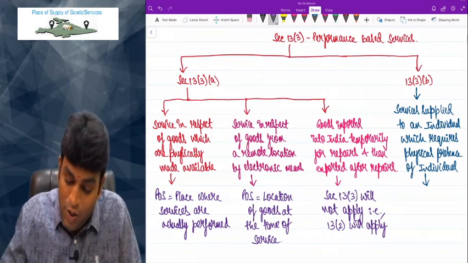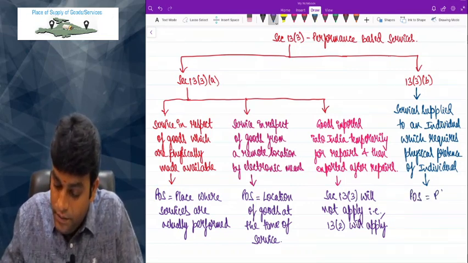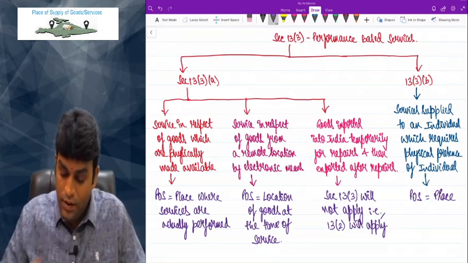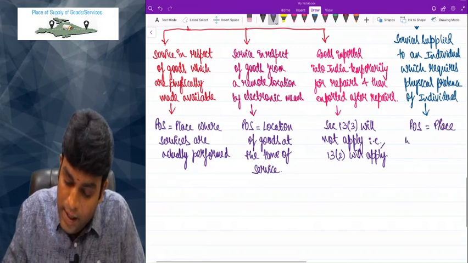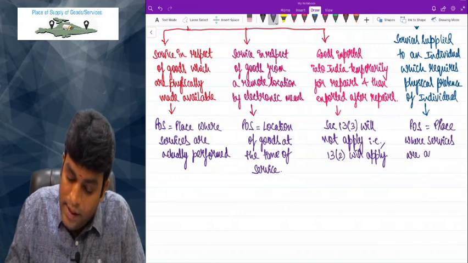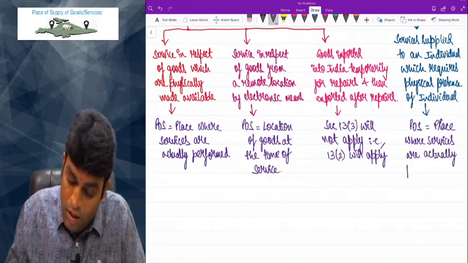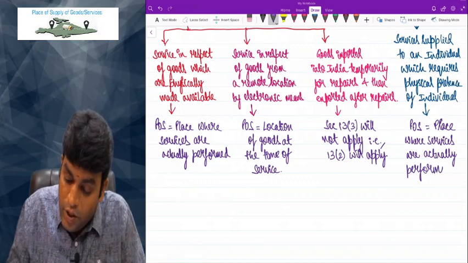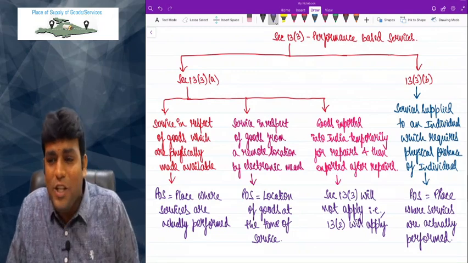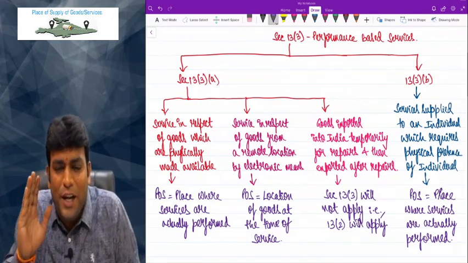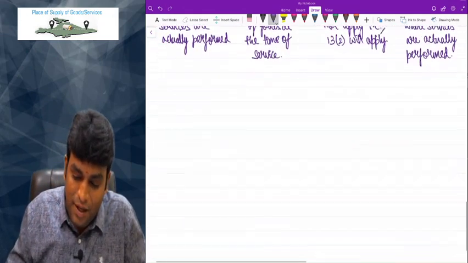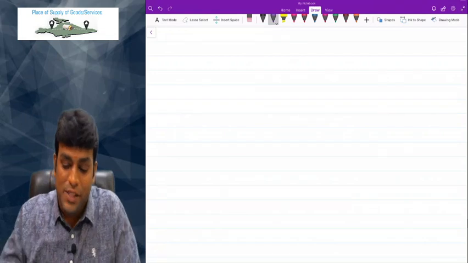For this, my dear friends, law clearly told place of supply. Place of supply is the place where services are actually performed. This is a very fantastic and a wonderful section. This will take some time. I cannot leave it just like that. Come on. Listen to the concepts. I'll give some wonderful examples now. Listen.